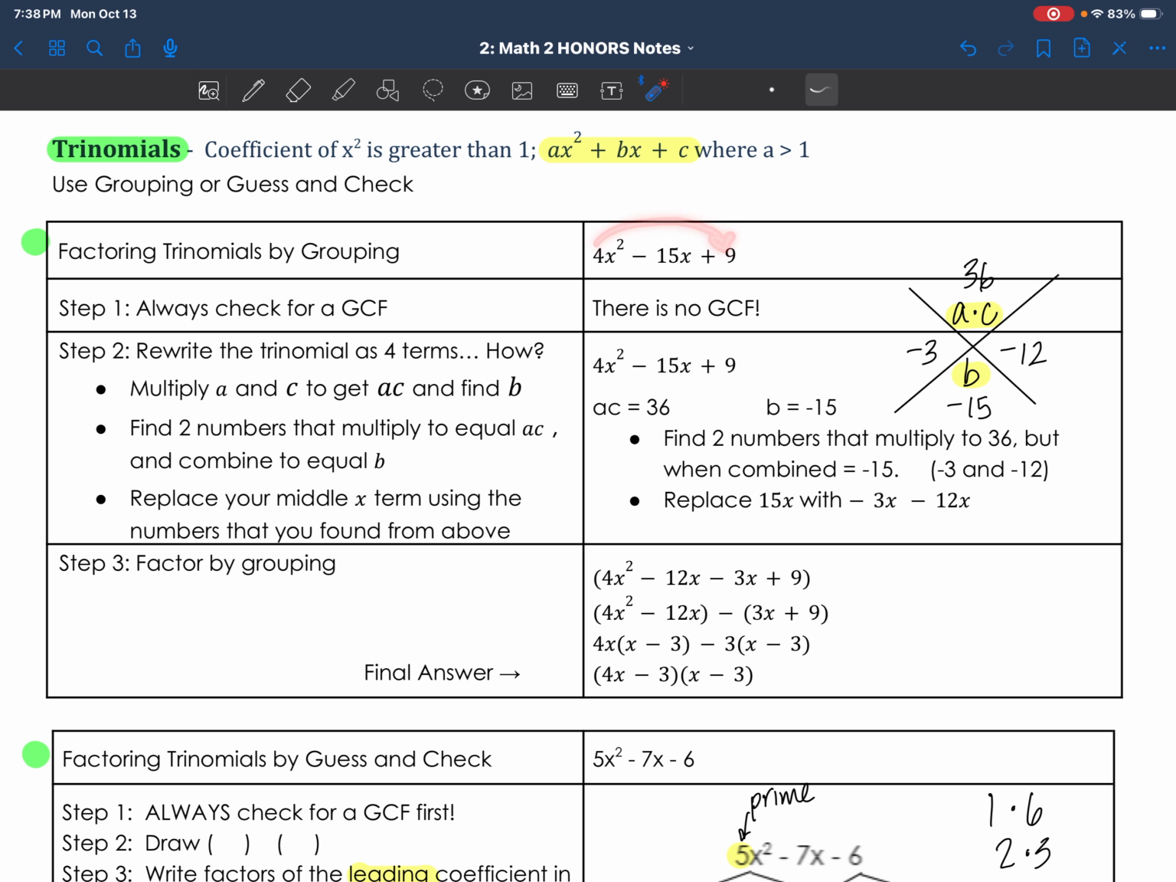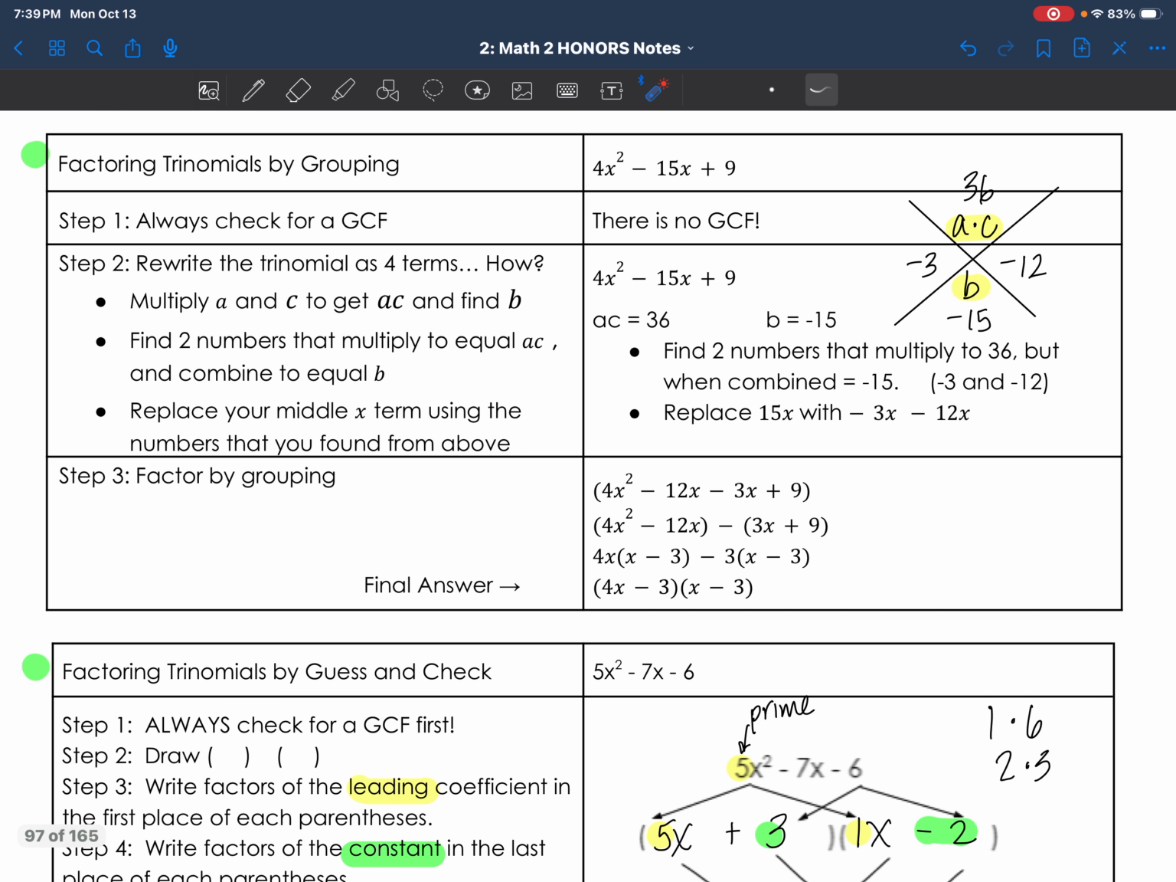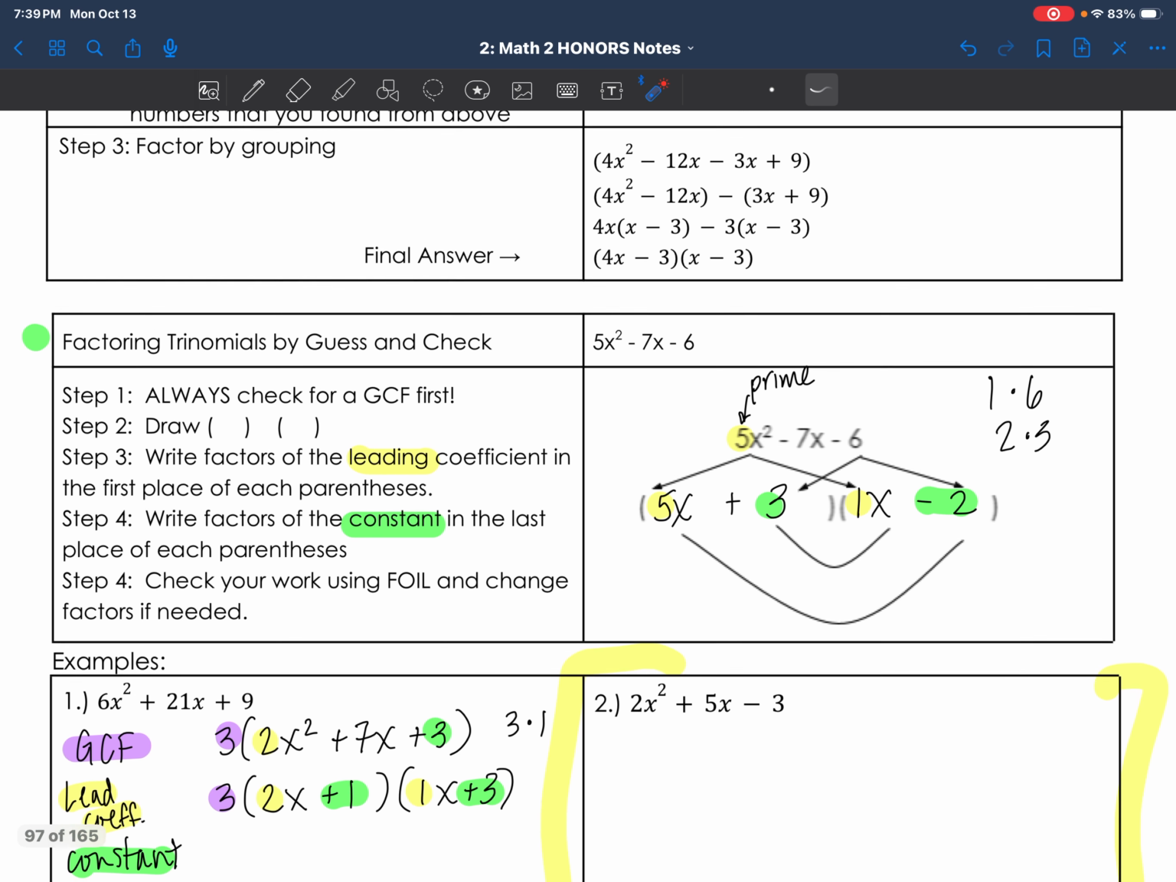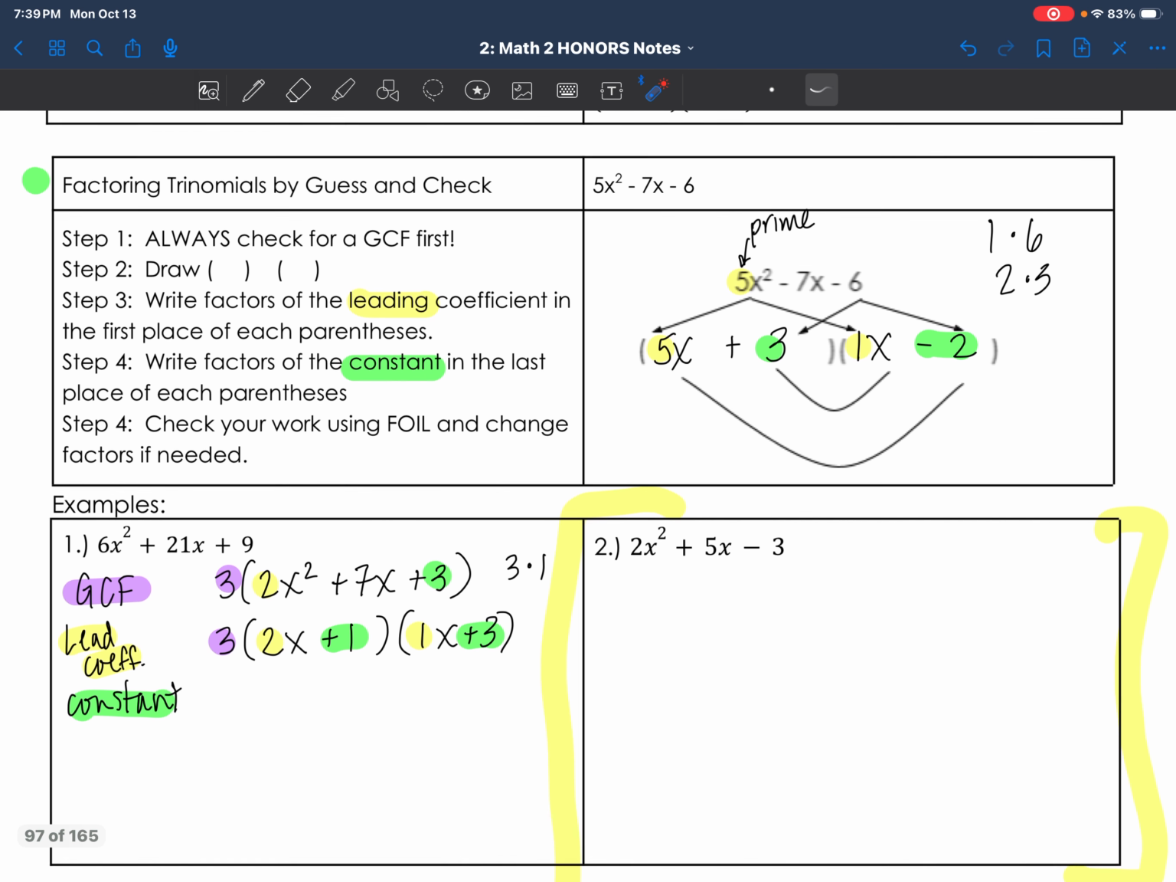You need to multiply a times c. So once you go through, you multiply a times c. Then you have to figure out what adds or combines to give you b. So in this case, it adds to negative 15, but multiplies to give you 36. And that would be negative 3 and negative 12. So then you just break this up into negative 3 and negative 12, bring everything else down, and then solve from there. So we're going to use the time to practice.